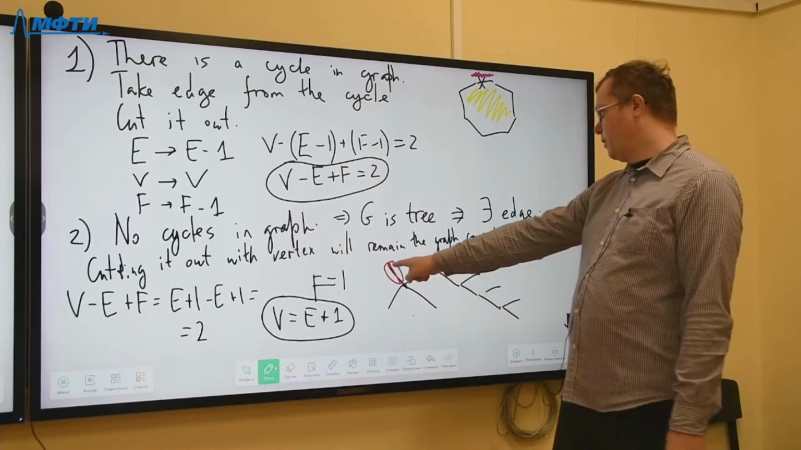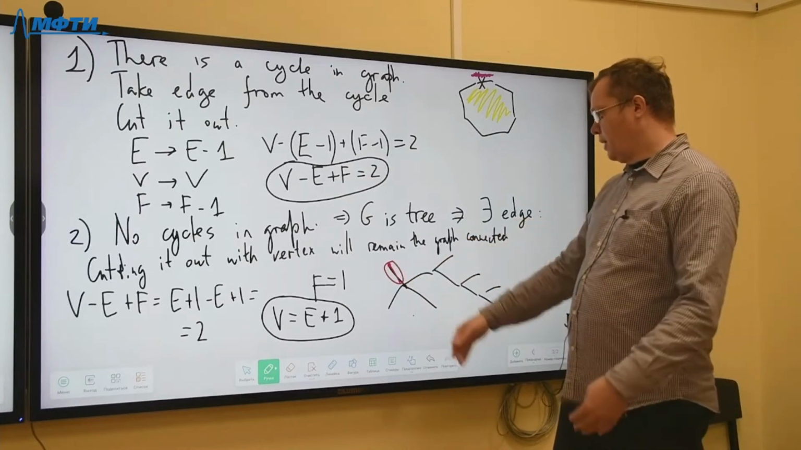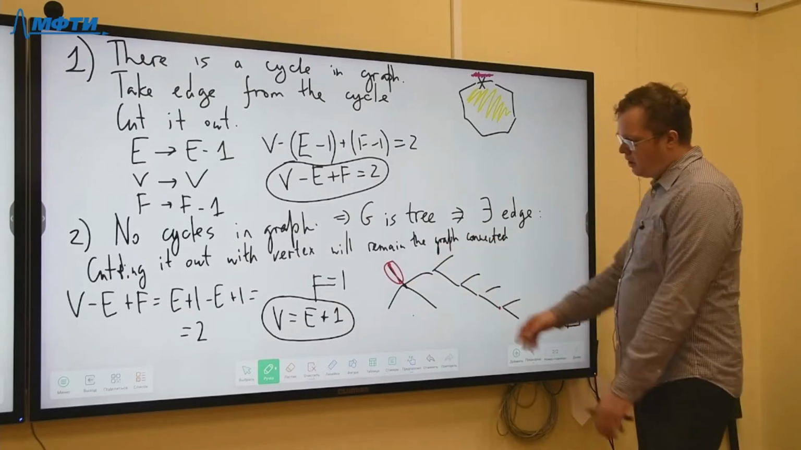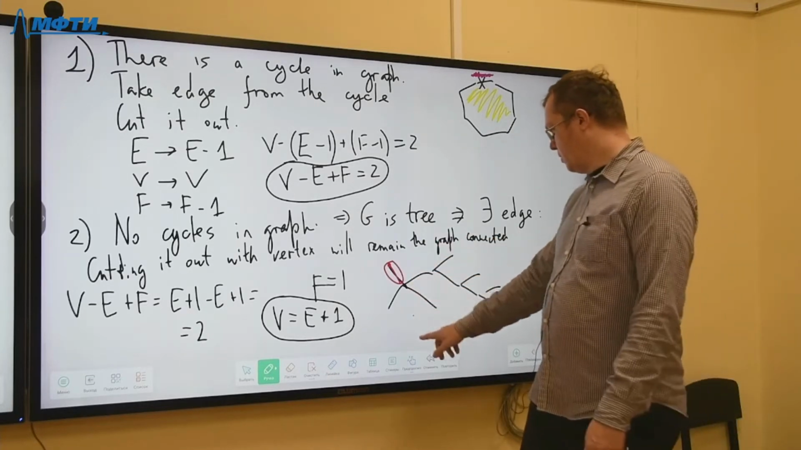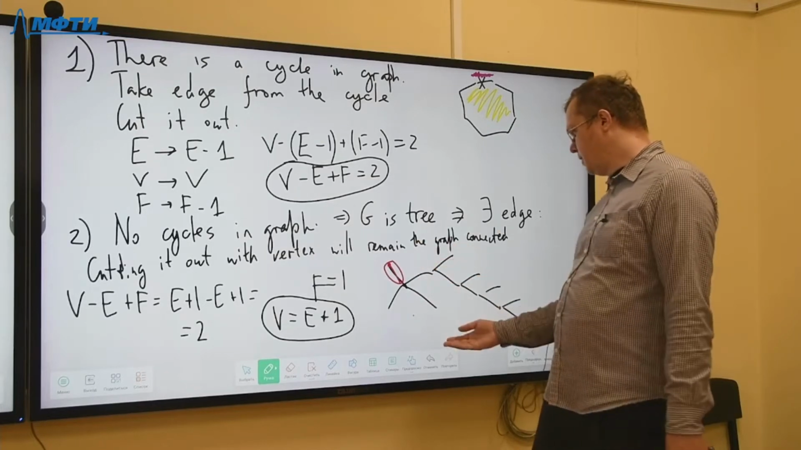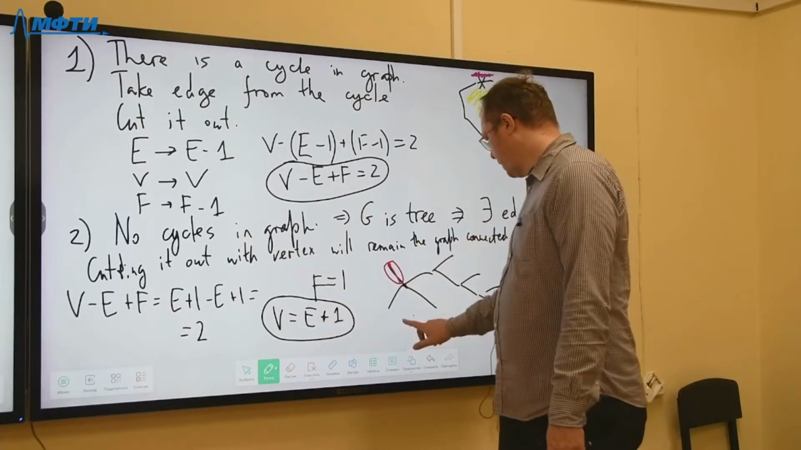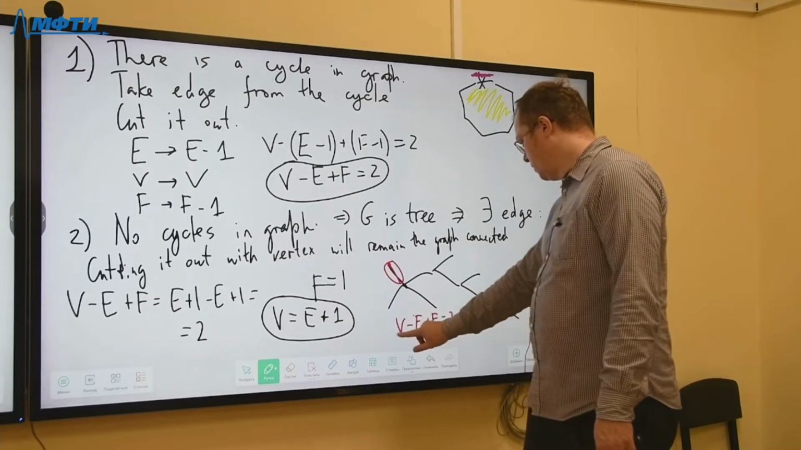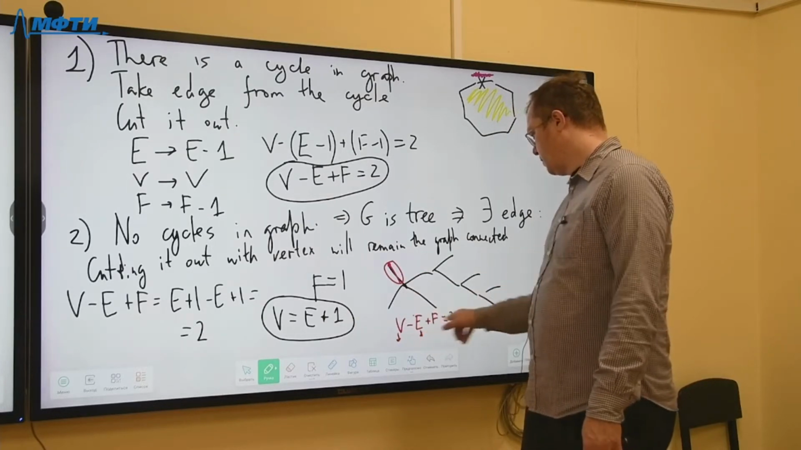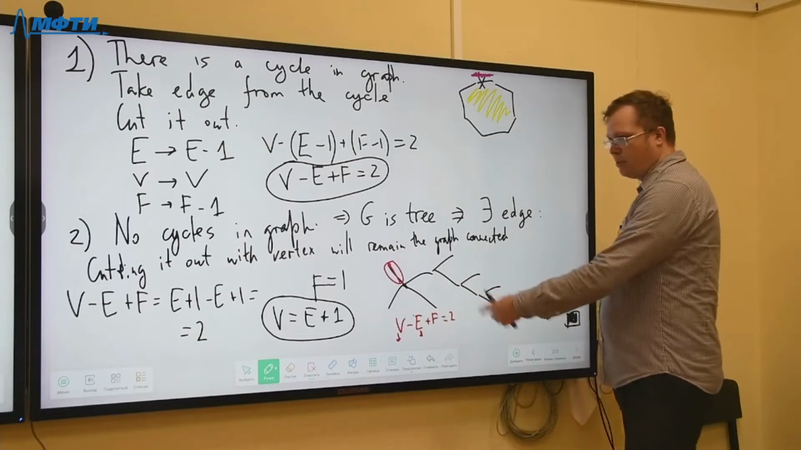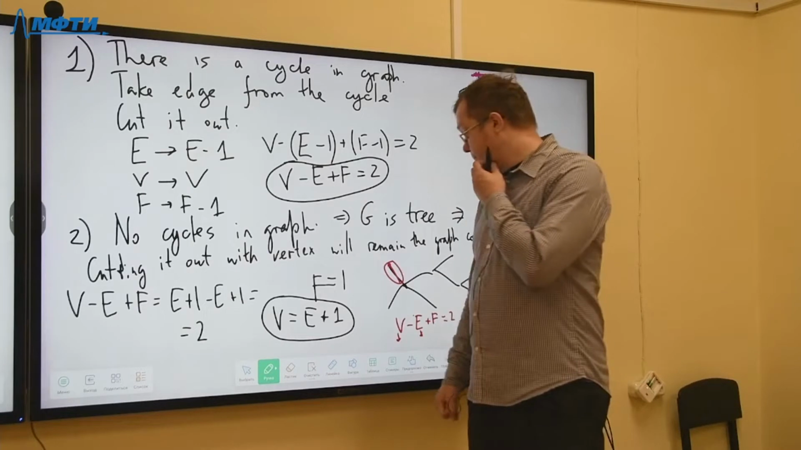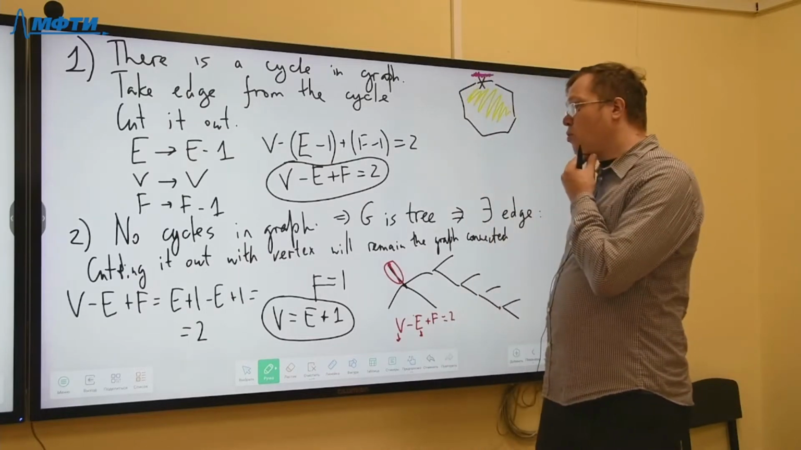So if we delete one vertex and one edge, then we can again use the induction hypothesis. We still have one face, and then we'll have that V minus E plus F is 2, and then we add one vertex here and one edge here, and so the identity will remain the same. I just explained it in two different ways.